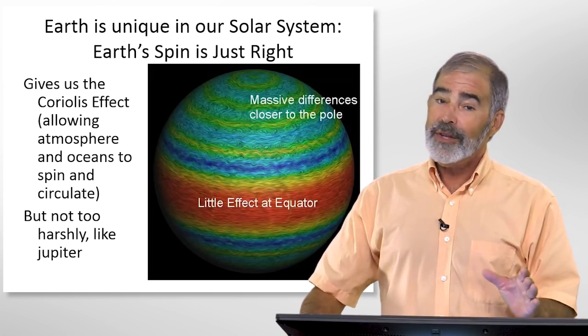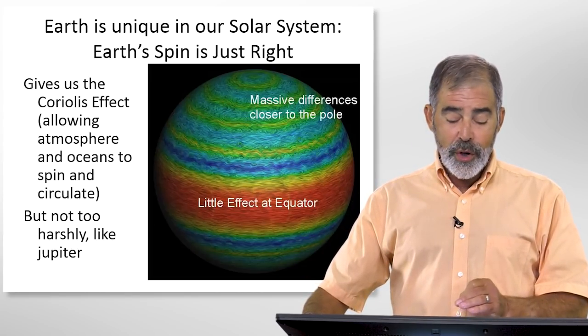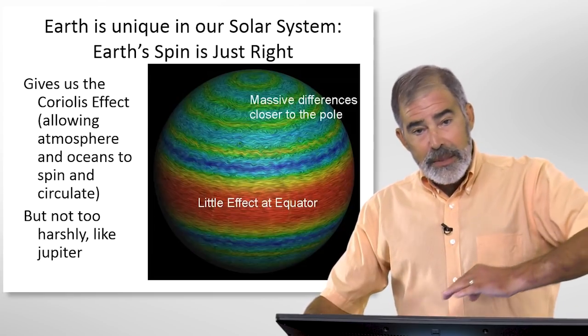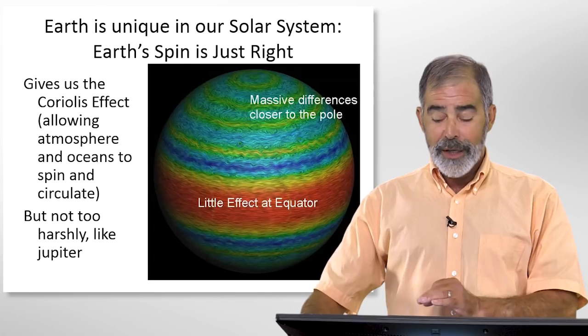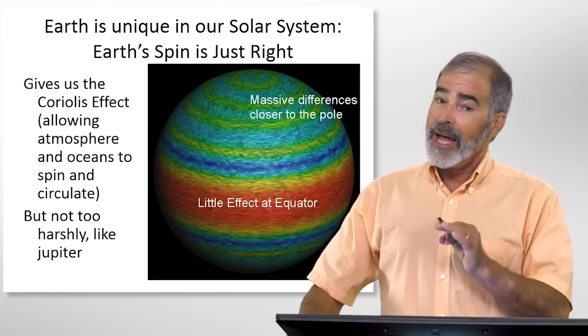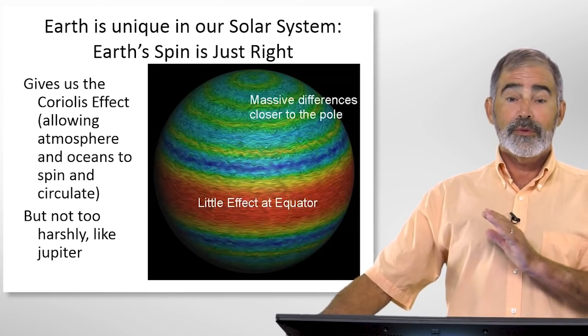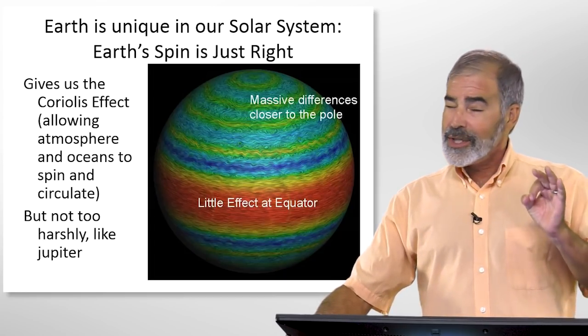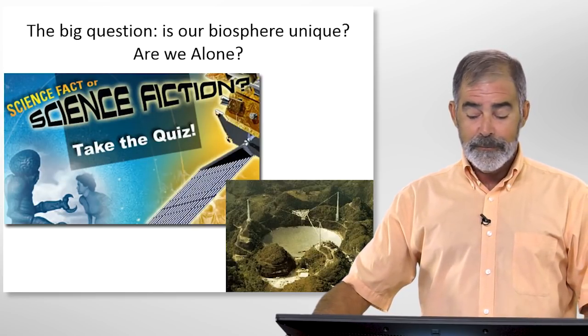Think about the spin of the Earth. It gives you night and day, but it also gives you what's called the Coriolis effect. The Coriolis effect allows storm systems to work and operate, but if we had a planet that was spinning too fast like Jupiter, you'd have storms that would be utterly chaotic. So it's just the right amount of spin to give us the dynamics we need in the atmosphere.